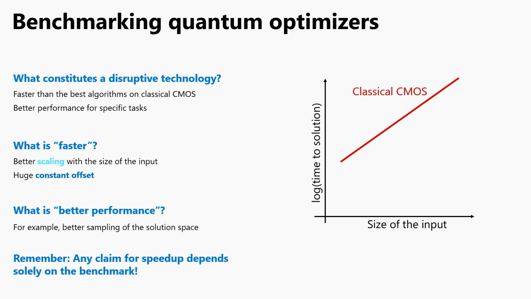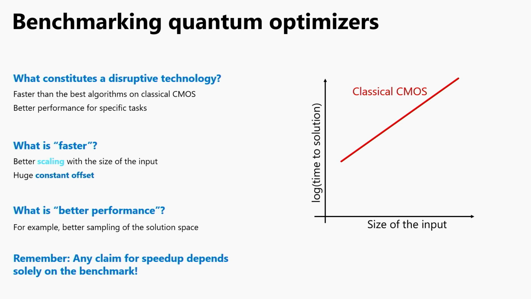So what is faster? Again, here, there's two cases of faster. Let's assume that you're looking at a problem that has a specific number of variables, and you keep increasing the number of variables, and you look at the time it takes you to solve the problem. Typically, these things scale exponentially. They're bad news for any kind of algorithm, okay? So a log-log plot will give you roughly a straight line.